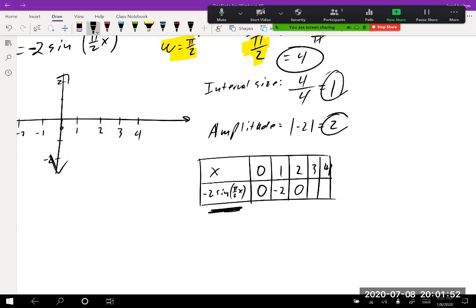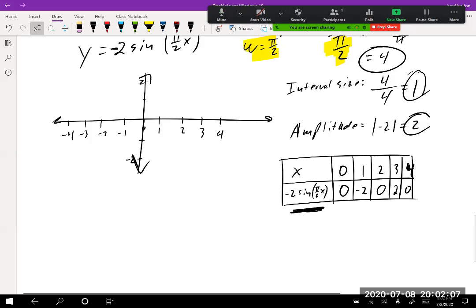Then we plug a 3. That's 3 pi halves. The sine of 3 pi halves is -1 times -2, which is back to +2. Now you plug your 4 in there. That'd be 2 pi. The sine of 2 pi is 0, and so we're back to there. So now we can graph. We're going to go 0, 0. We're going to go over 1, down 2. We're going to go over 2, up 0. We're going to go over 3, up 2. And then we're going to go over 4, down 0, or up 0.